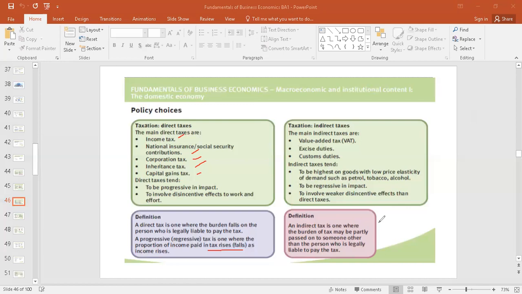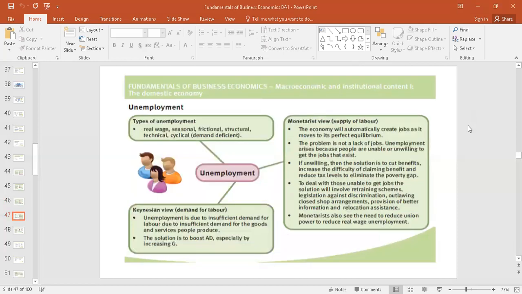Indirect taxes tend to be regressive in impact, and to involve weaker disincentive effects than direct taxes. Okay. That is the main source of revenue for the government. And by collecting this tax amount from the taxpayers, the direct tax and the indirect tax, the government takes up certain welfare activities or measures to bring about economic development, to ensure that there is growth in the economy.